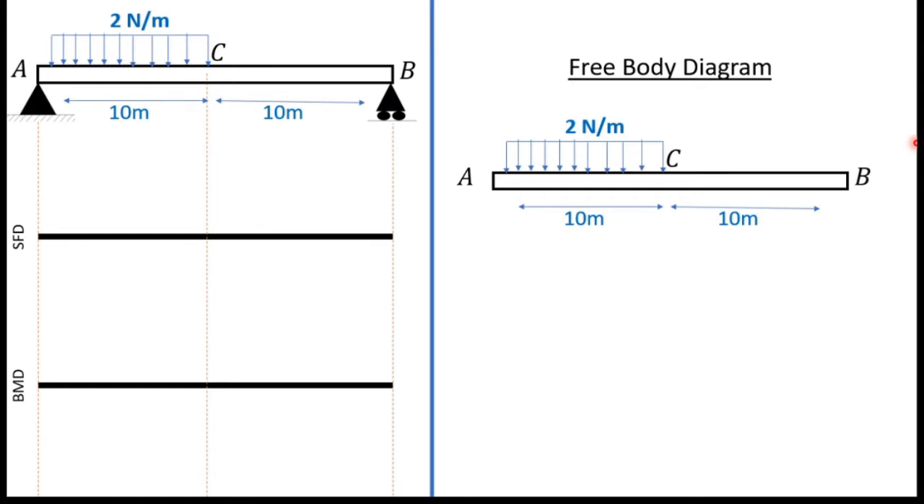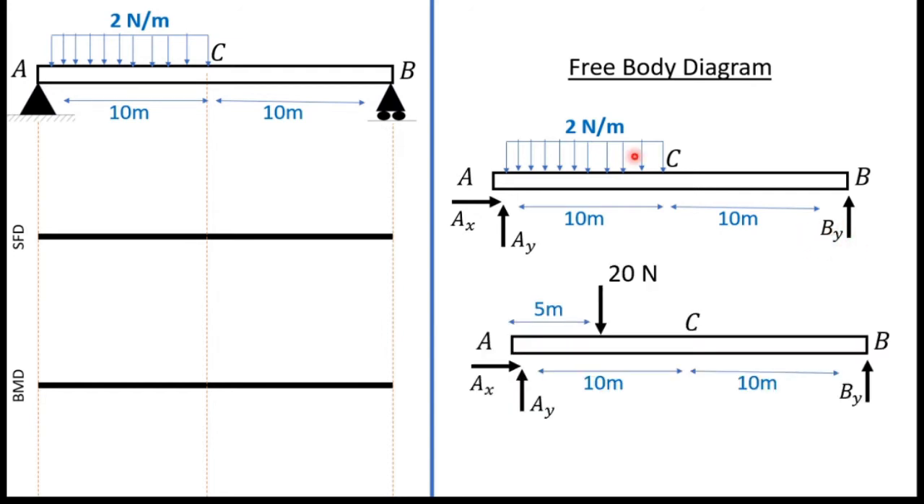First we have to draw free body diagram. So this is the free body diagram. Here I have to mark support reactions. At A there is a pin support, so I mark 2 force components, one horizontal force component and one vertical force component. At B there is a roller support, so I mark one vertical force component as By. So I mark these forces as Ax and Ay at A. At B I marked it as By.